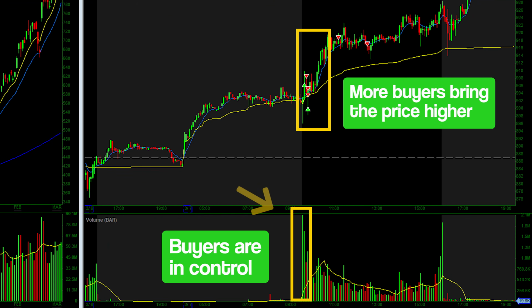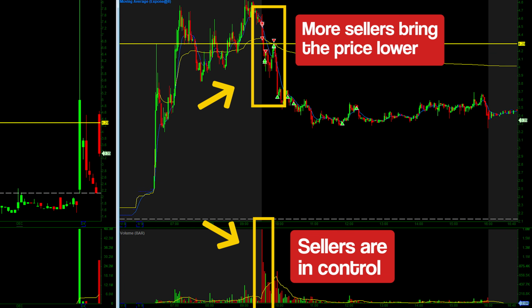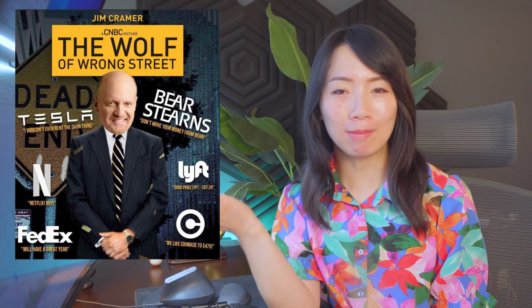Why? In order for the price to move up higher, the overall buying volume must be greater than the selling volume. In other words, the buyers must be in control of the market. And vice versa, in order for the price to go down, the sellers must be in control. So if you're always wondering, how do I predict the direction of the price? Well, I also don't know myself, and I don't think anyone actually knows, unless you're Jim Cramer, of course. But analyzing trading volume will increase your chances of success.